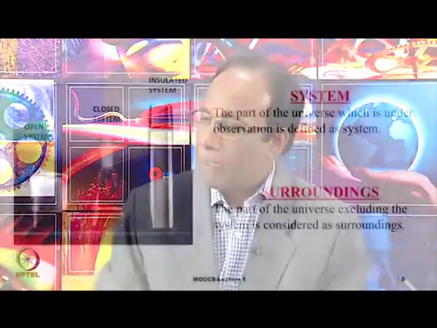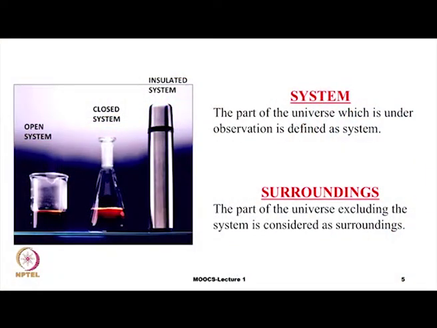System and surroundings are separated by a boundary, and it is the nature of the boundary which will define the type of the system. Let us discuss what the various types of the system are. There are three types of the system. One is open system, other is closed system, third is insulated system.